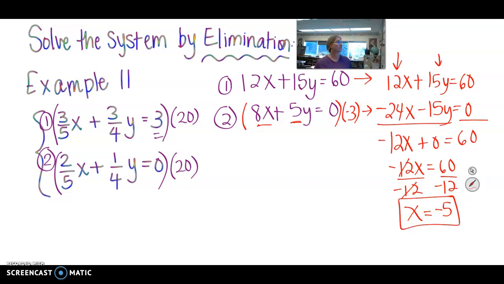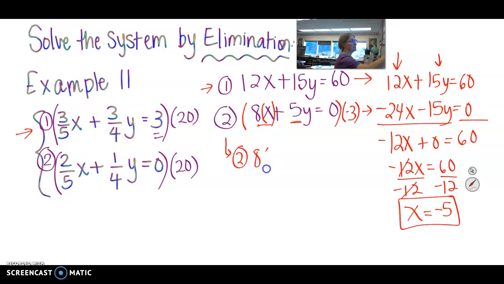And you can plug that negative 5 back into the original equations, or you can plug it into the equations where we eliminated the fractions. We cleared the fractions. I'm going to use the ones where we cleared the fractions, just a little bit easier. And I'm going to put negative 5 in for x. And you can pick equation 1 or equation 2. And I'm going to use equation 2 just because the numbers are a little bit smaller and a little easier to work with. So I'm going to plug in x equals negative 5 and solve for y.